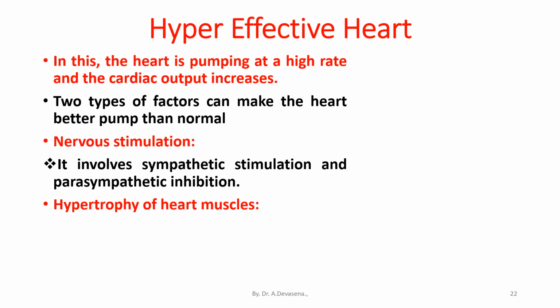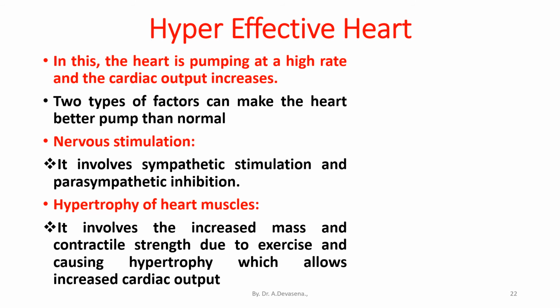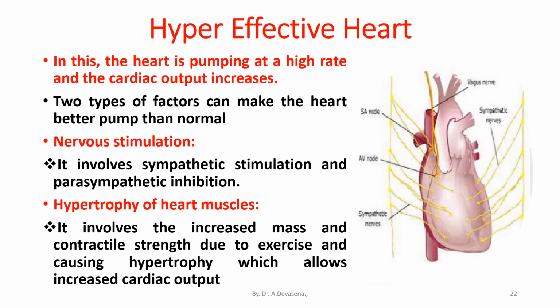And the other one is hypertrophy of heart muscles. It involves increased mass and contractile strength due to exercise, causing hypertrophy, which allows increased cardiac output. Here is the representation of the hypereffective heart.